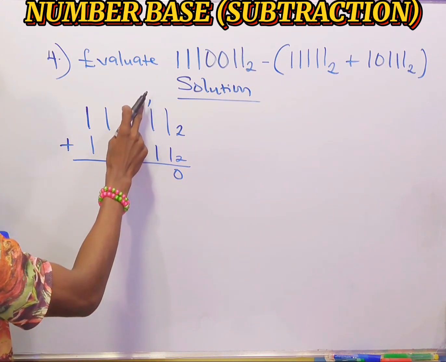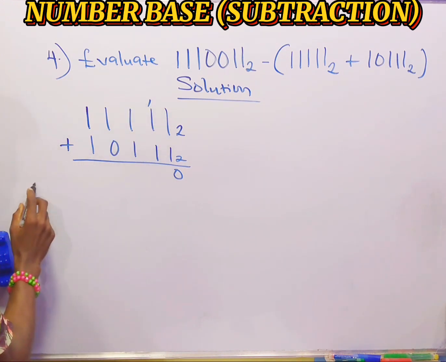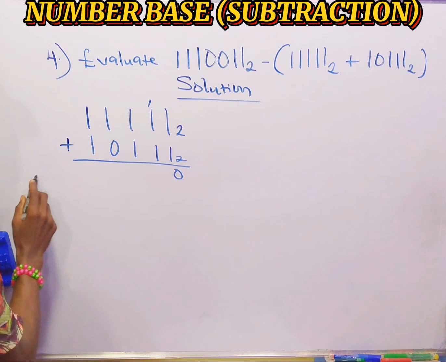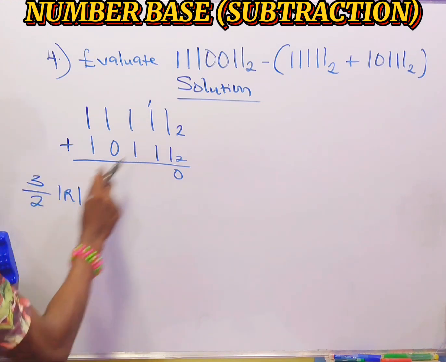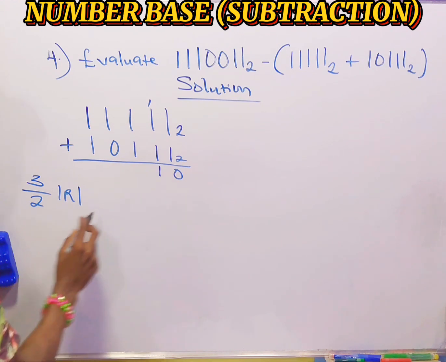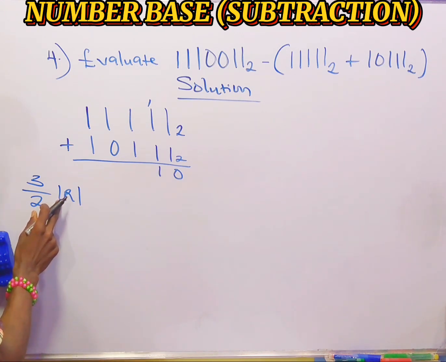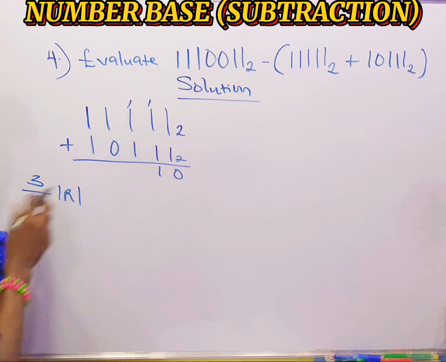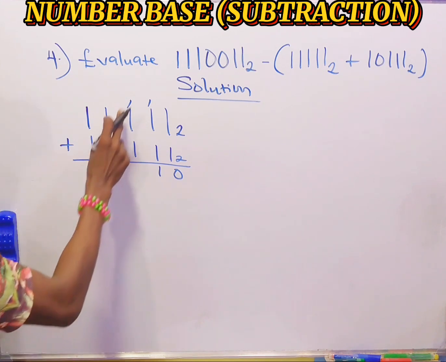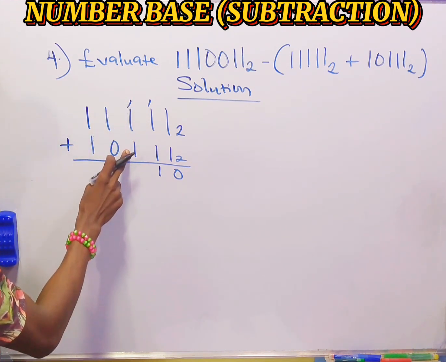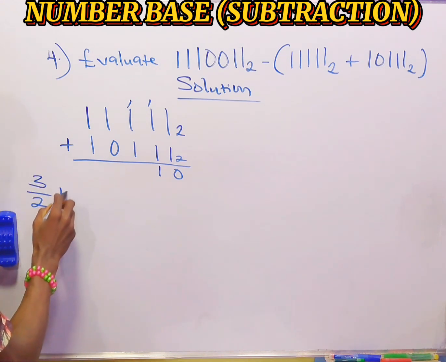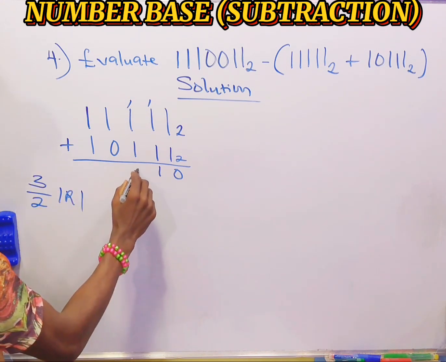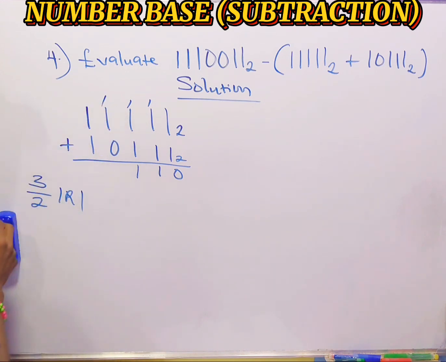Now, 1 plus 1 is 2. 2 plus 1 is 3. 3 is also greater than 2. So we say 3 divided by 2, which is 1 remainder 1. We write our remainder 1, and we carry the 1 to the other side. 1 plus 1 is 2. 2 plus 1 is 3. So we also say 3 divided by 2, which is 1 remainder 1. We'll write the 1 here. We'll add the quotient to the other part.